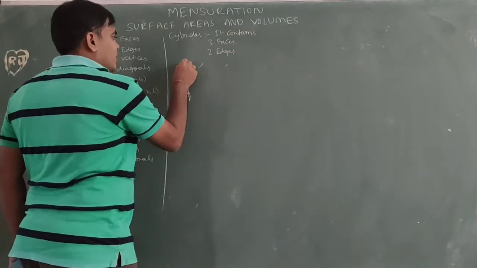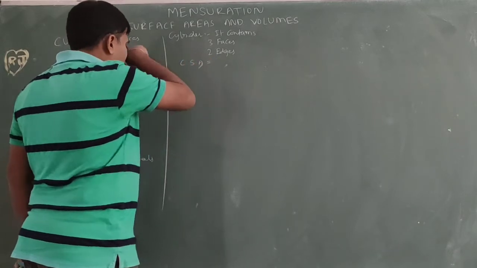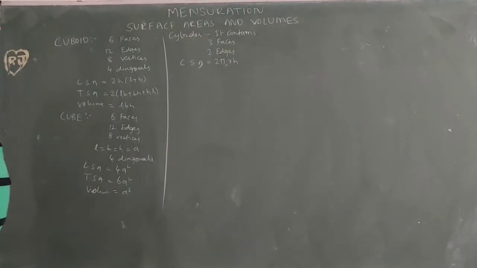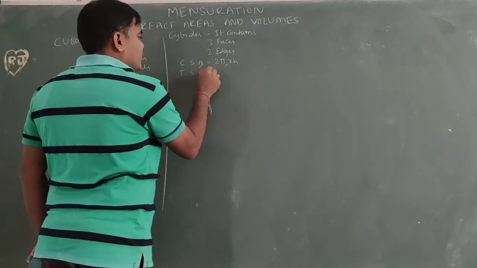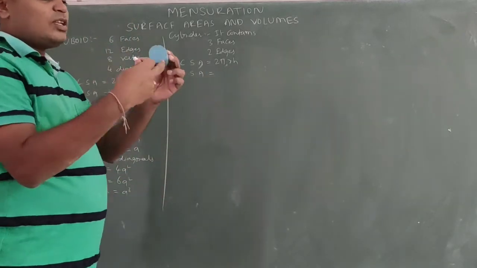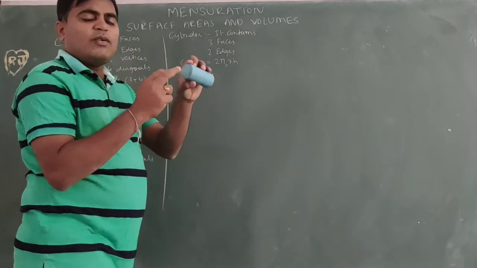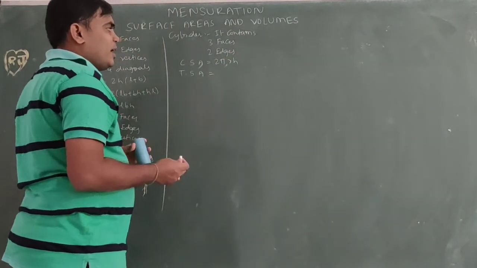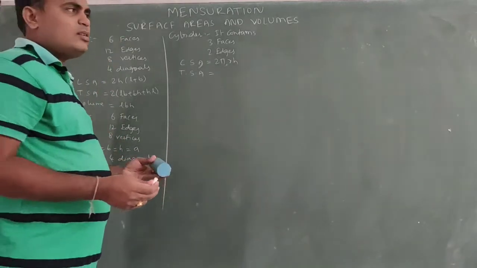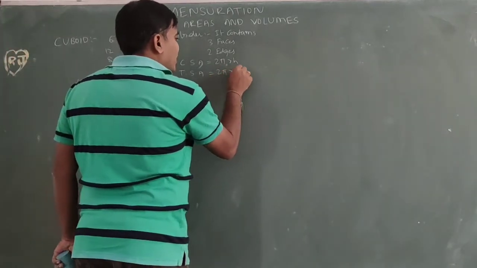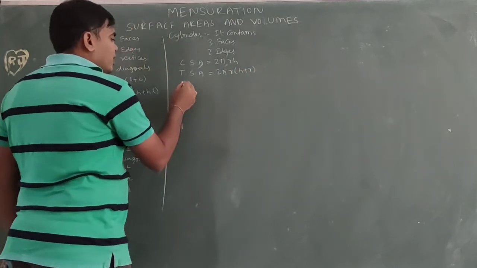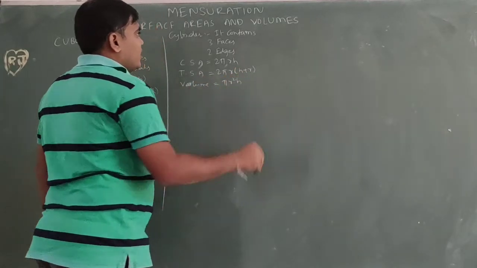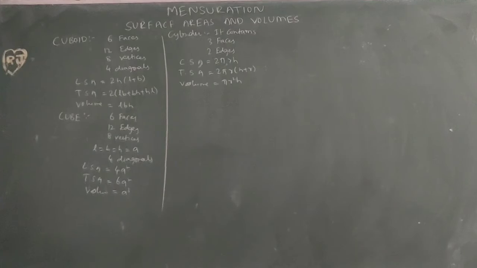Since the surface is curved, we call this the curved surface area, CSA. Curved surface area is 2πrh. Total surface area means curved surface plus 2 flat surfaces. The 2 flat surfaces are in the shape of circles. 2πrh plus 2πr square, since the area of a circle is πr square. So 2πr(h + r). Next, volume equals πr square h.